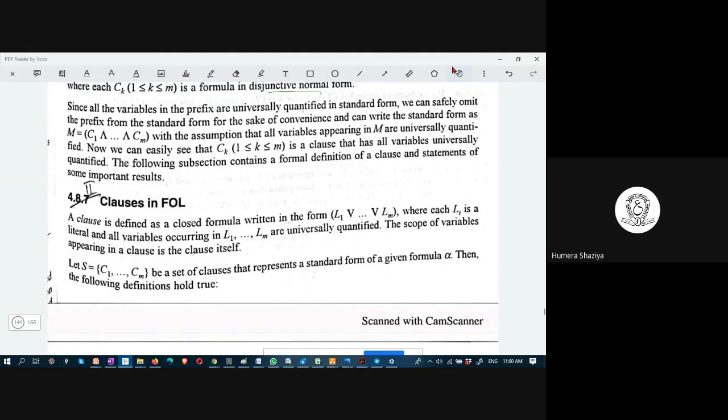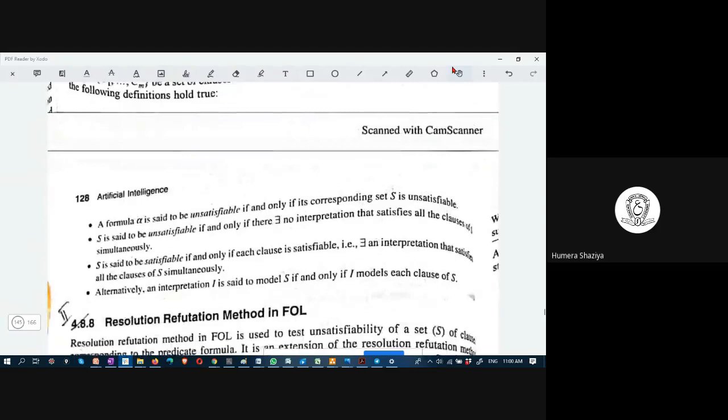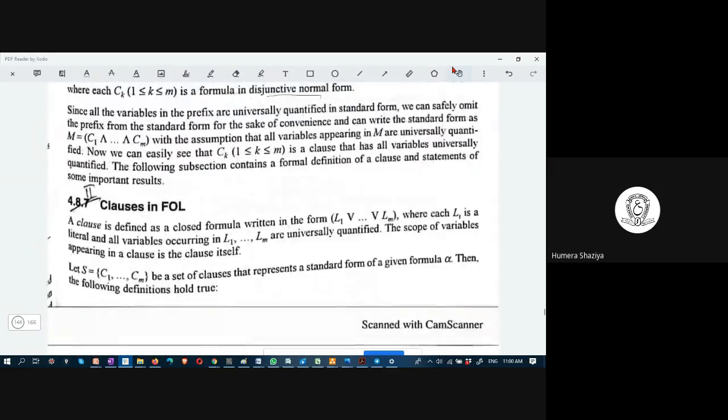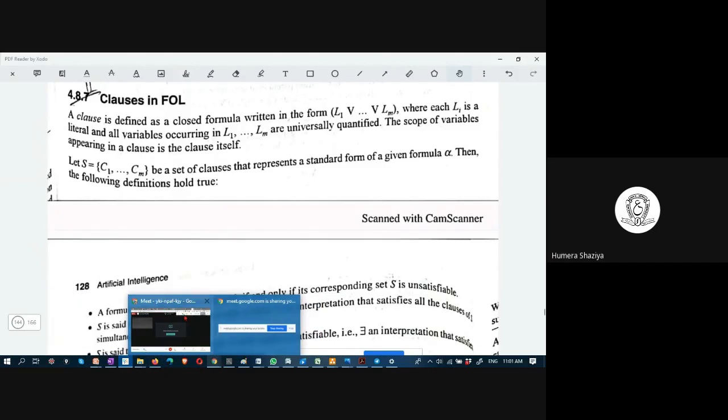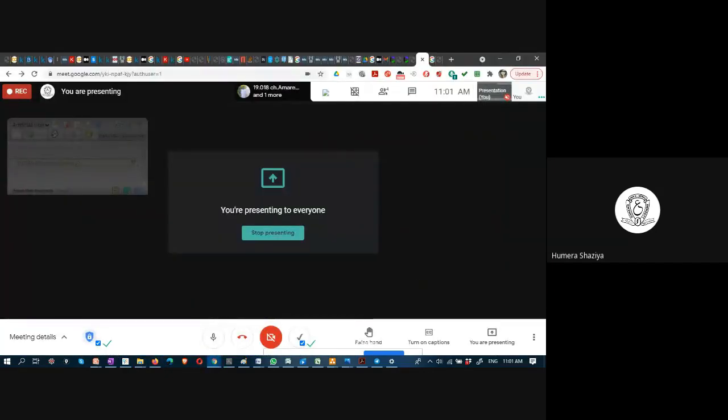This one we will study tomorrow. Clauses in FOL, followed by the resolution refutation method in FOL. First we'll look at clauses, then resolution refutation. All right, students.